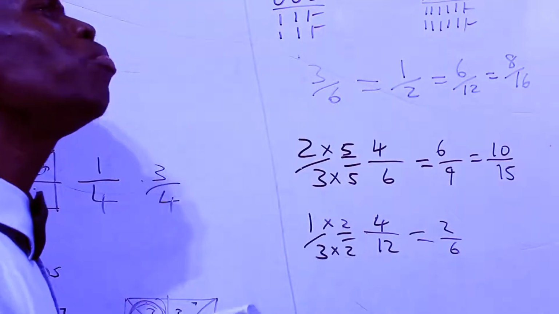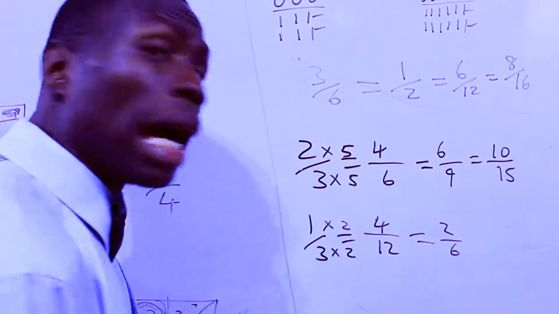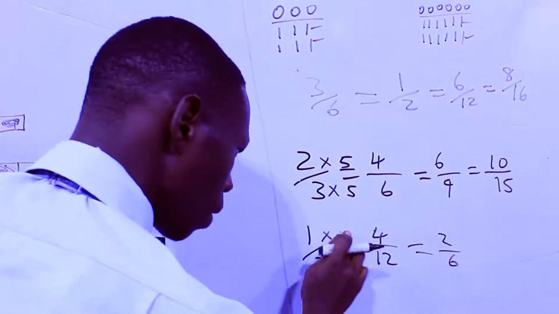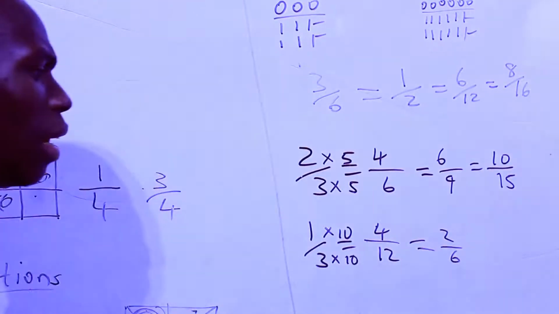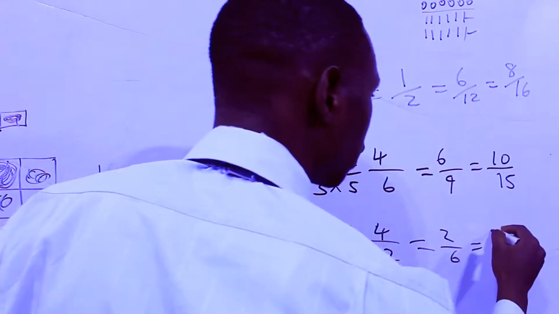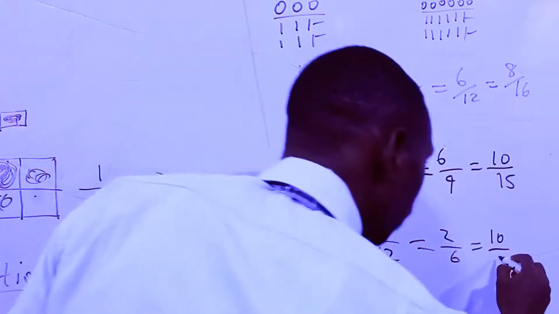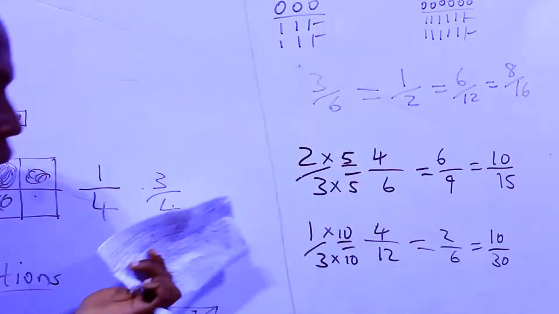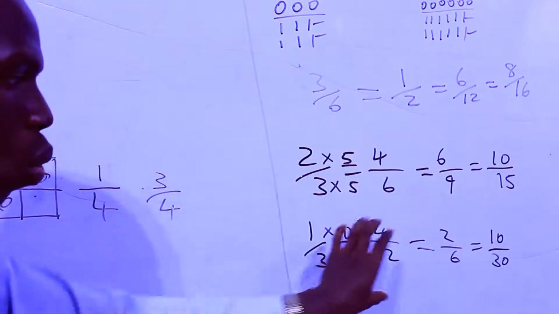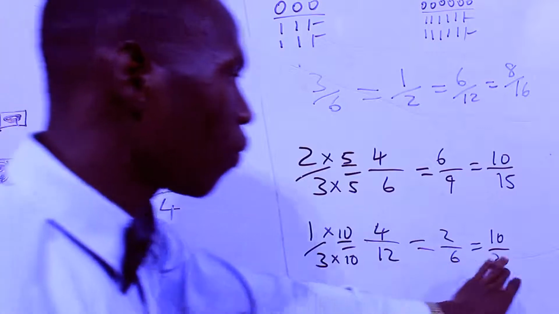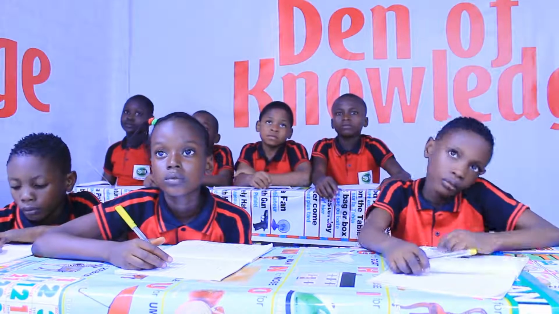If I want to move higher, I will use a high number like 10. Let's use 10 and 10 to get our equivalent. 1 times 10 will give us 10. 3 times 10 is 30. And these 3 equivalent fractions are formed already. 1, 2, 3. If I want more, I will continue multiplying. That is how to get equivalent fractions.